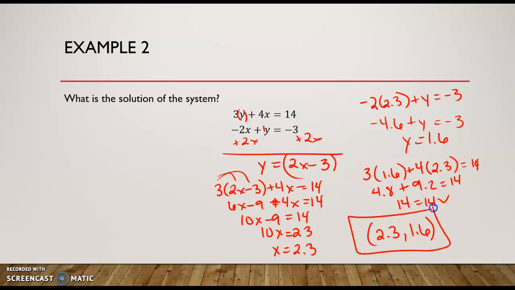Close the parentheses. And again, that is 2 examples on how we solve using substitution.